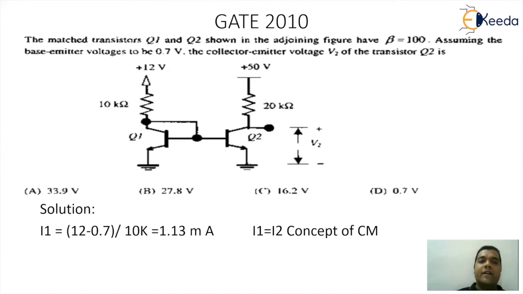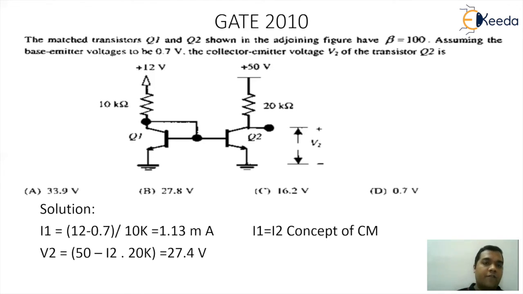I can find the I1 current, that is the first collector current, which will be 12 minus 0.7 divided by 10K, which will be equal to 1.13 milliampere. So I1 can be taken as the same as I2. It is all because of the current mirror behavior. And since the I2 value is now 1.13 milliampere, you can find the value of node voltage V2, which is going to be 50 minus I2 into 20K. So on solving, we get the value as 27.4 volt.